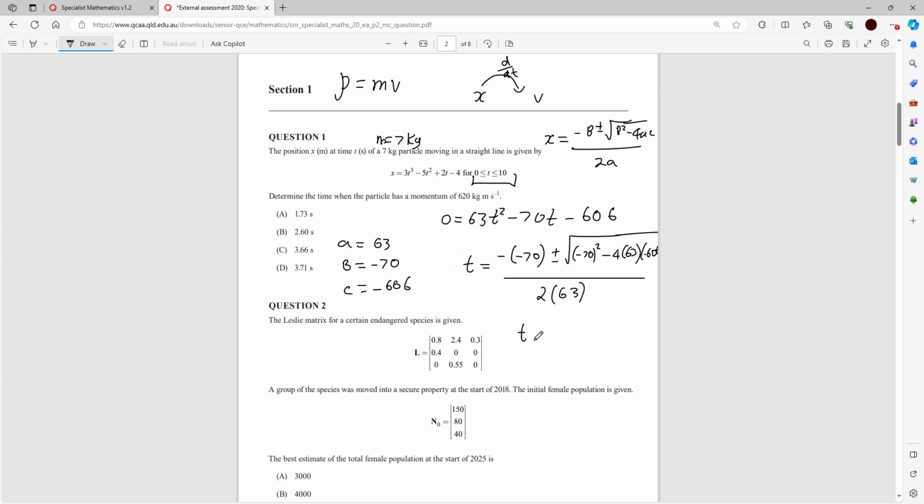Okay, so if you put this into your calculator, you're going to get two answers, and you're going to take the positive one. So it should give you 3.706, and if you round that, it's approximately 3.71, which is D. And that's the correct answer to question 1.